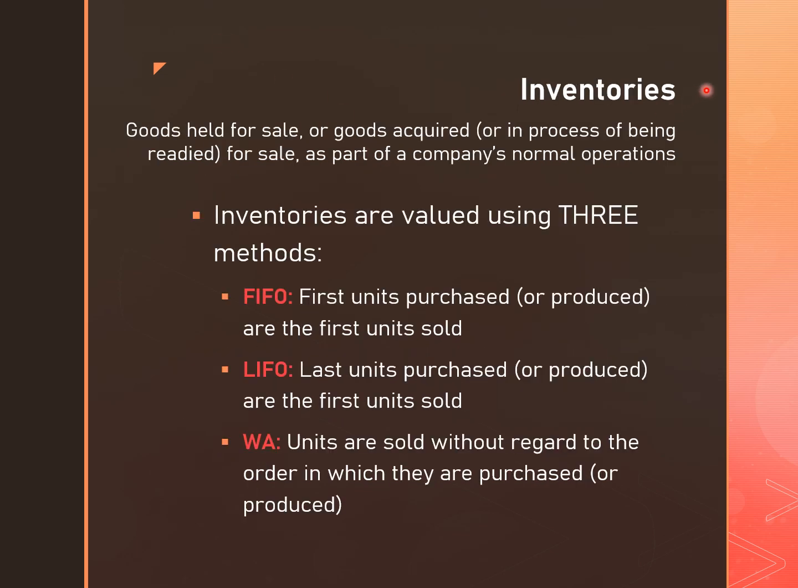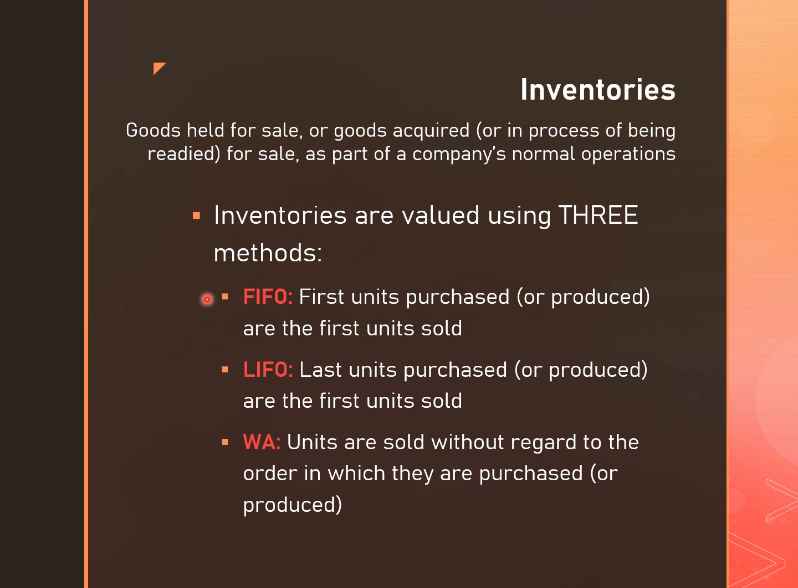Moving on, this is inventories. Inventories adalah goods held for sale or goods acquired or in the process of being ready for sale as part of the company's normal operation. Rasa inventory ni mungkin you boleh muntah kot bila dengar banyak-banyak kali. So, they are valued based on 3 methods which is FIFO, LIFO and weighted average.